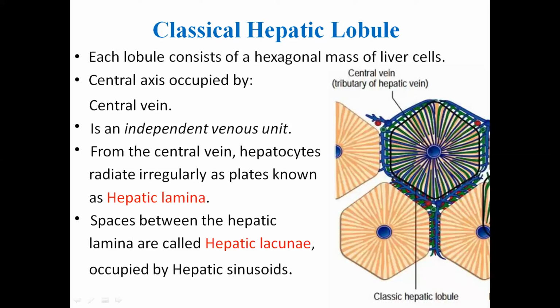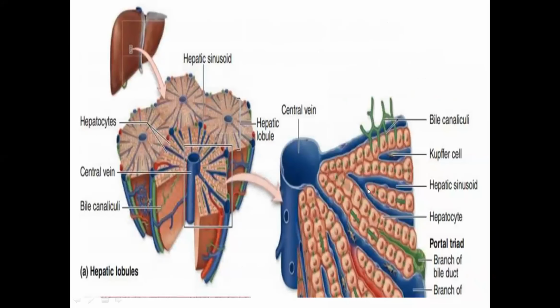Hepatocytes that radiate irregularly from the central vein are called the hepatic lamina, and the spaces between the hepatic lamina are called the hepatic lacunae. These are the liver cords or hepatic plates. They will form the hepatic lamina. In between the hepatic lamina, there are the spaces called lacunae, which are filled with, or occupied by, the hepatic sinusoids.